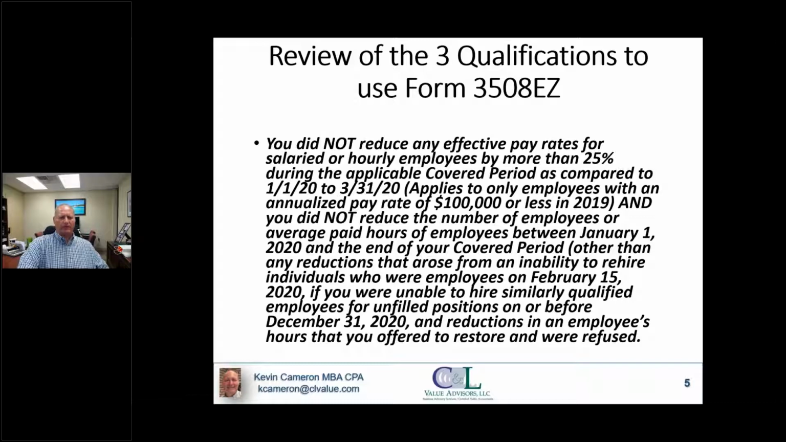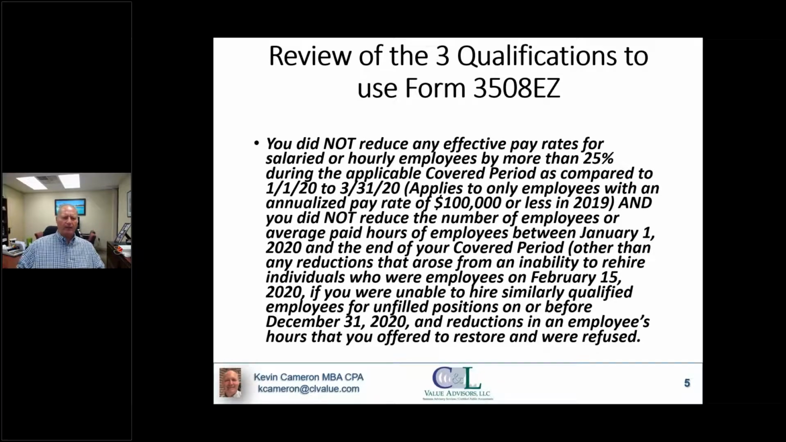Our interpretation of that is that if your average number of employees was, say, 20 on January 1st, and you were at 20 on the end of your covered period, then you would likely meet the criteria for this qualification. It does have an exclusion in here, which is interesting. It says you can include the employees that you reduced, where you had an inability to rehire, or you were unable to fill the unfilled positions with similarly qualified employees. So there are some exclusions here.